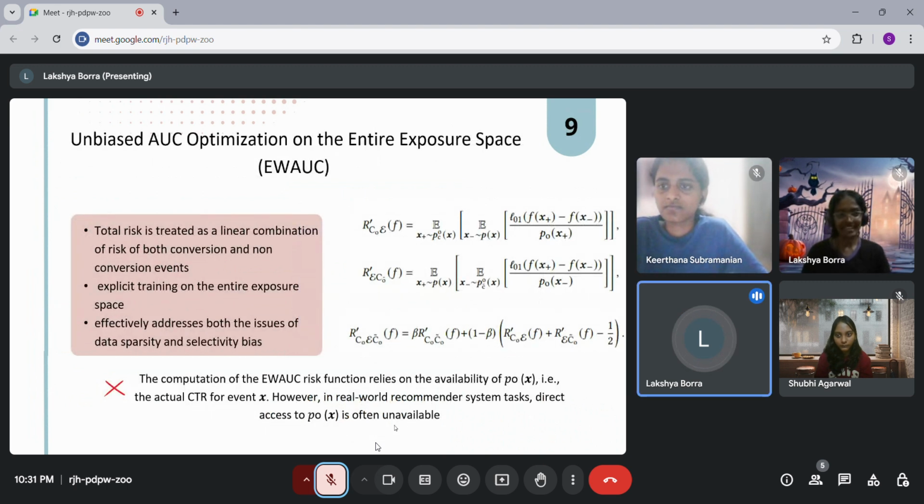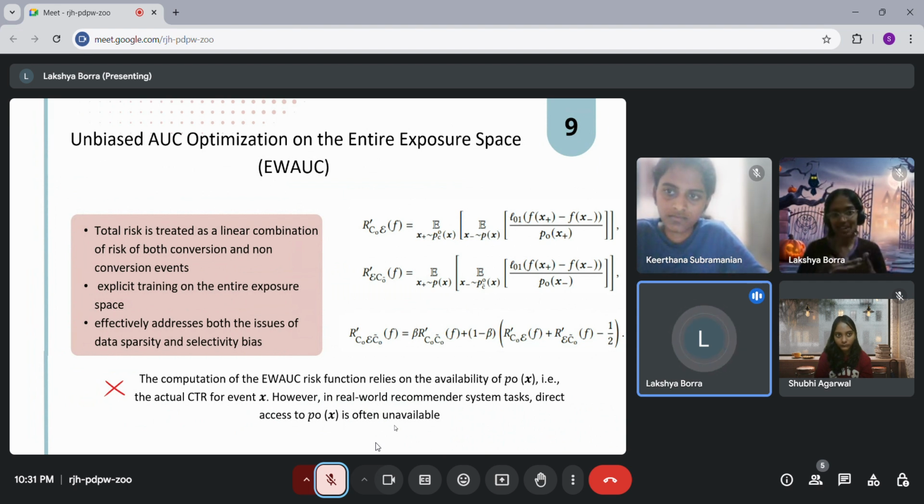So coming to the second layer, it is the unbiased AUC optimization on the entire exposure space. We are using the term entire exposure space here because in the previous layer, where we only mitigated the bias, we consider the positive and negative instance, but the zero instance, where the user is not clicking on the ad, is not considered. So in this layer, we are going to include the zero instance too. So how are we including this?